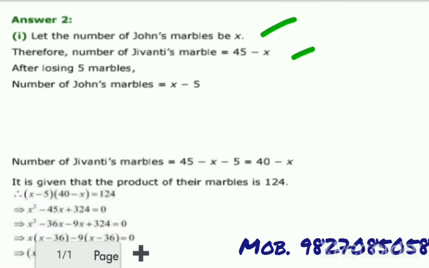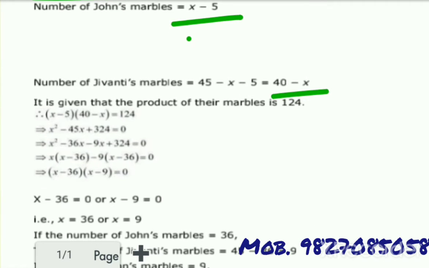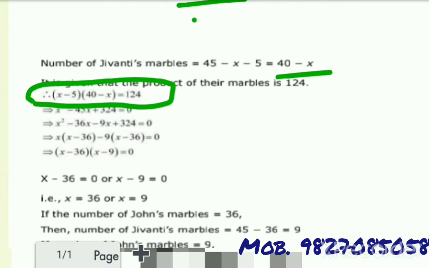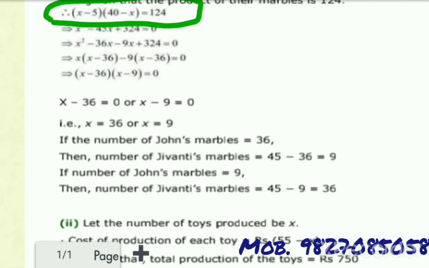Okay. So suppose the number of John's marbles be x, and Jayanti's will be 45 minus x. After losing 5 marbles, John's marbles will be x minus 5 and Jayanti's marbles will be 40 minus x. According to the question, the product of both is equal to 124. This is a quadratic equation. Solving for x, we get easily x is equal to 36 and x is equal to 9.